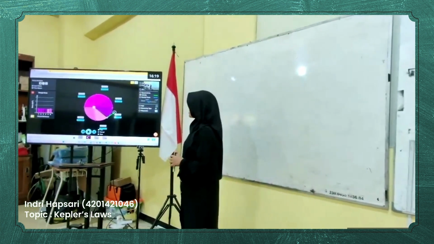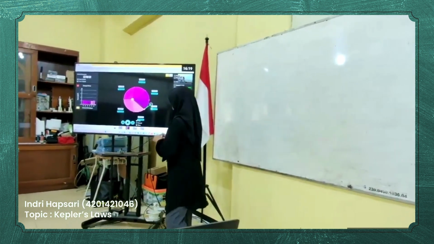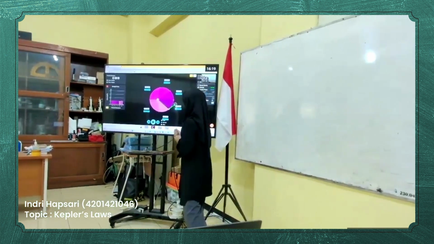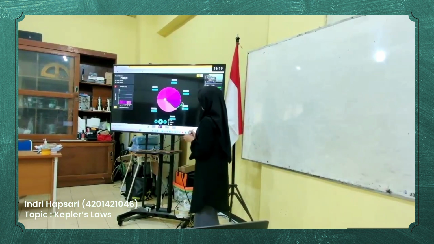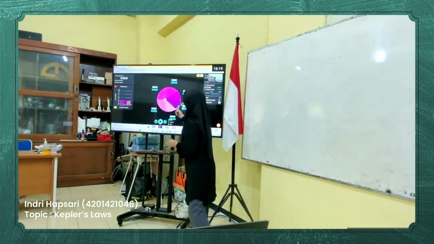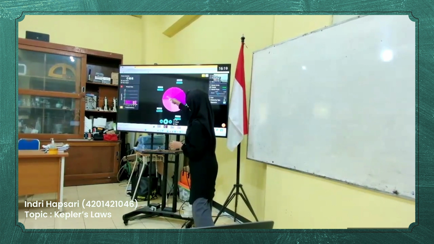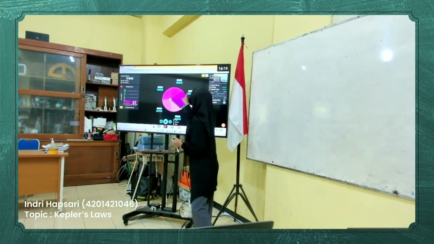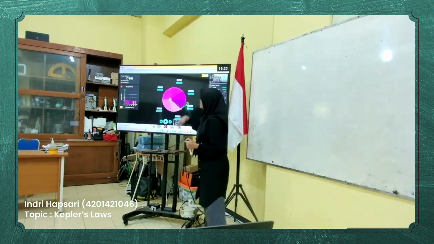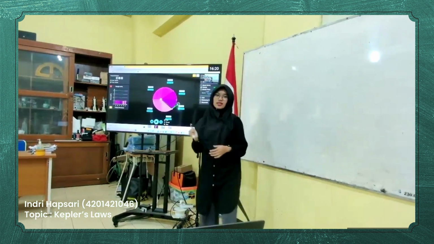From the simulation, we know that the planets sweep out equal areas in equal times. When it has a different position and a different size of the area, it actually sweeps out the same equal area in the same time. See that it has the same area and the same time. Okay, next simulation.